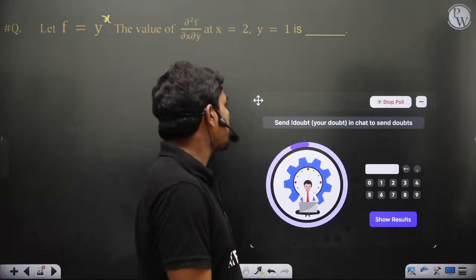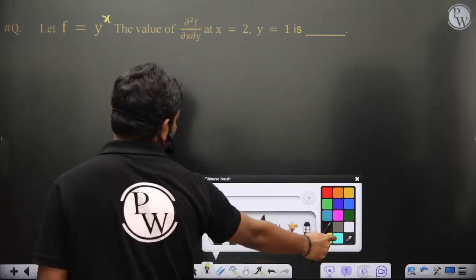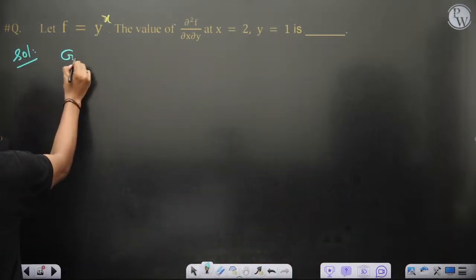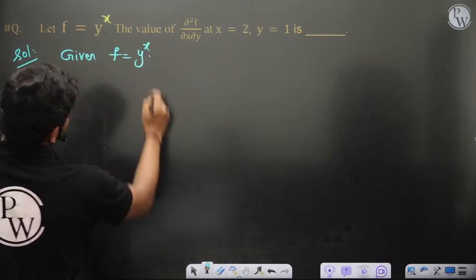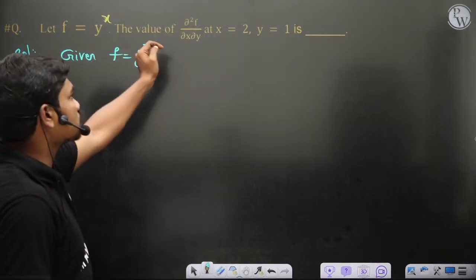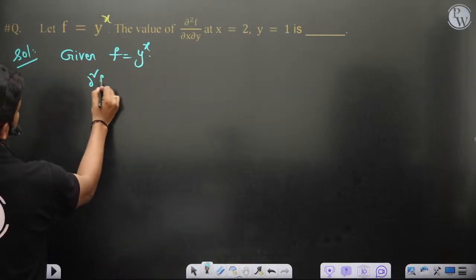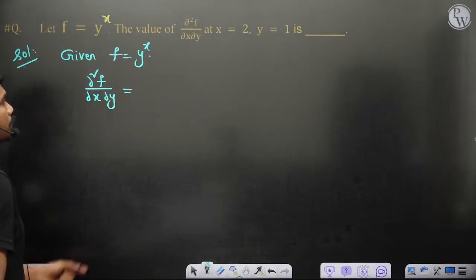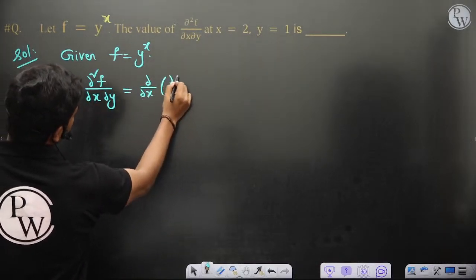Let's solve this question. Given f is equal to y to the power x, and you want to calculate ∂²f/∂x∂y. If you calculate this, basically this is equal to ∂/∂x of ∂f/∂y.